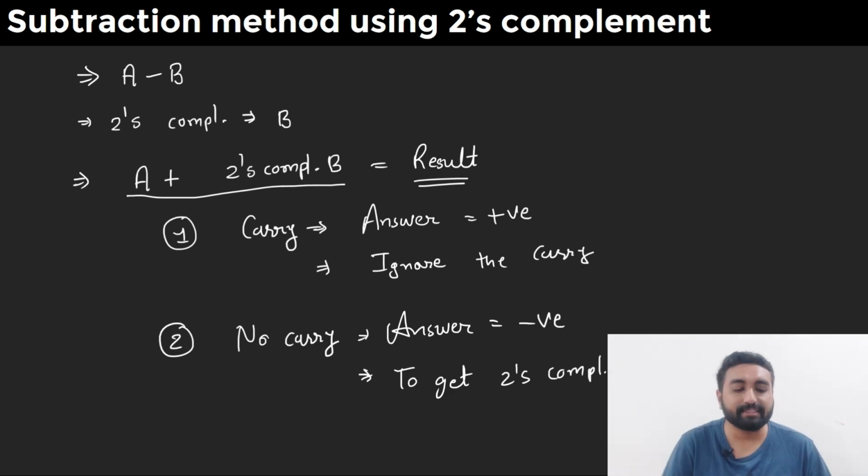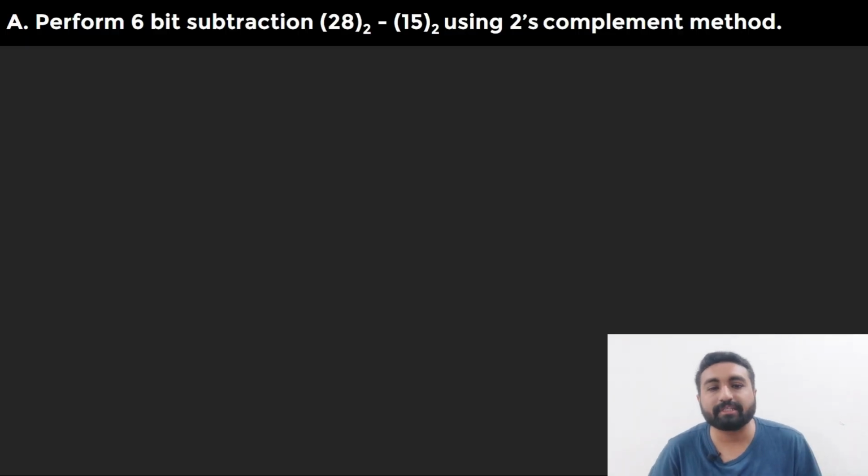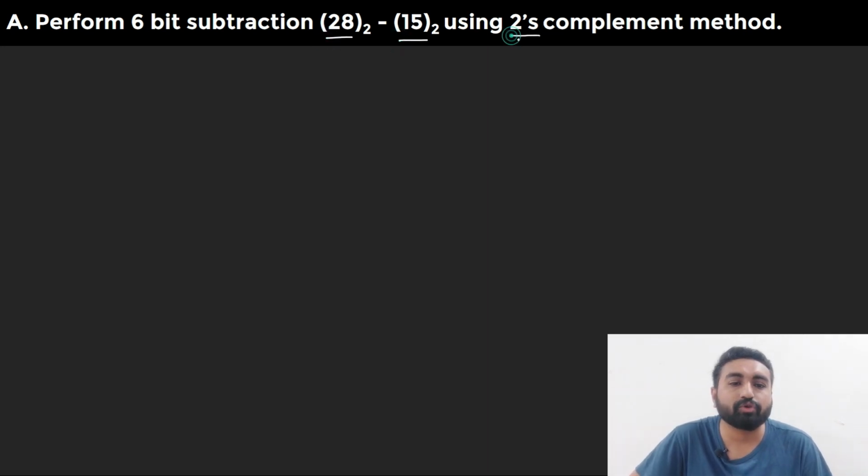Now let's directly jump to the examples. Here we will take the examples that we took for the 1's complement, so that you can compare both methods and get a clear idea of how the 1's complement and 2's complement methods are different from each other. In the first example, we need to subtract 15 from 28 using the 2's complement method.